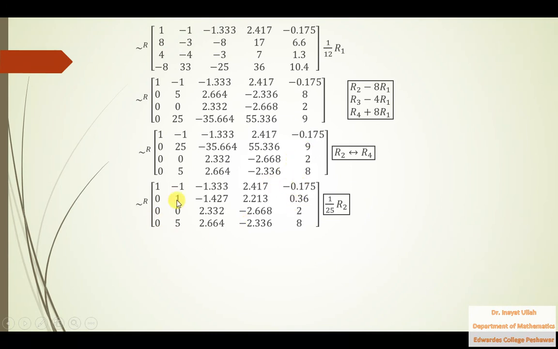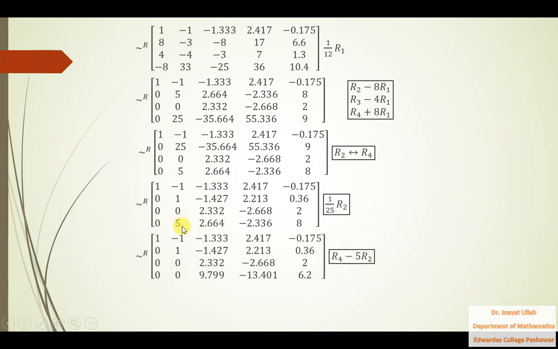Now after that, make below elements in this column, below this 1, make these two elements 0. This element is already 0, so we need to make this element 0 only. How could we make this element 0? Multiply row 2 by 5 and subtract it from row 4. So multiply row 2 by 5 and subtract it from row 4, we will get this whole answer. This answer is written in row 4.